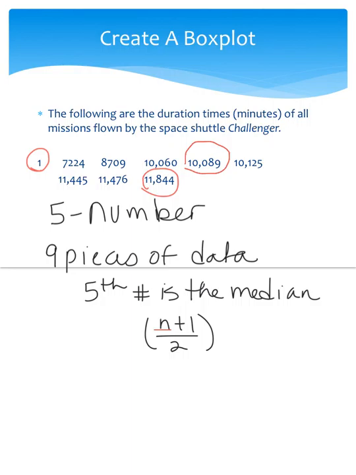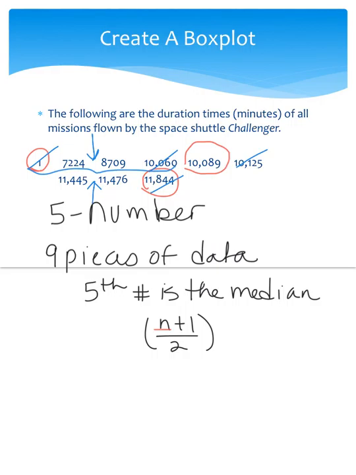Now we need to figure out what divides the bottom half in half. To determine that, I can manually cross out and see that the median of the lower half is going to fall between those two numbers, and the median of the upper half is going to fall between these two numbers. And to find that, I'll average the two numbers that it falls between. That's how we would do this by hand.